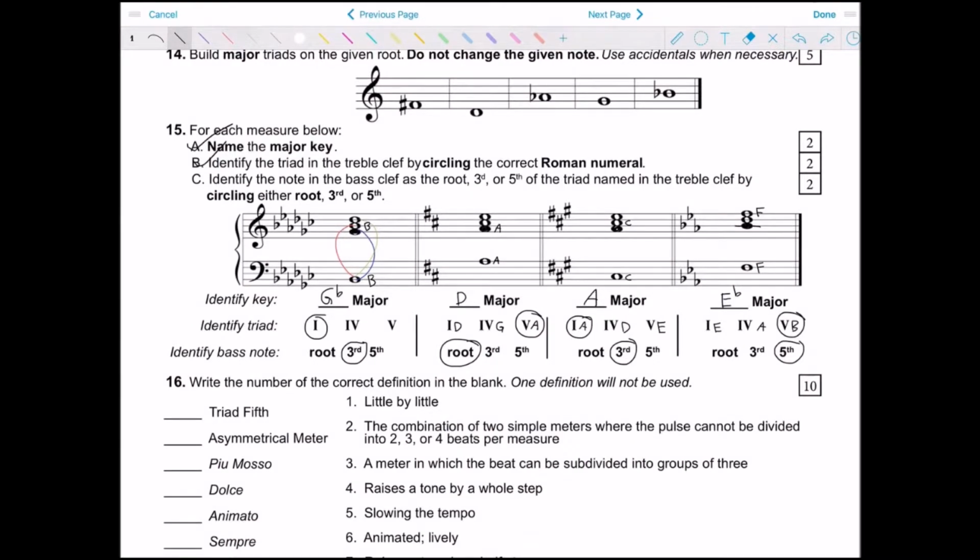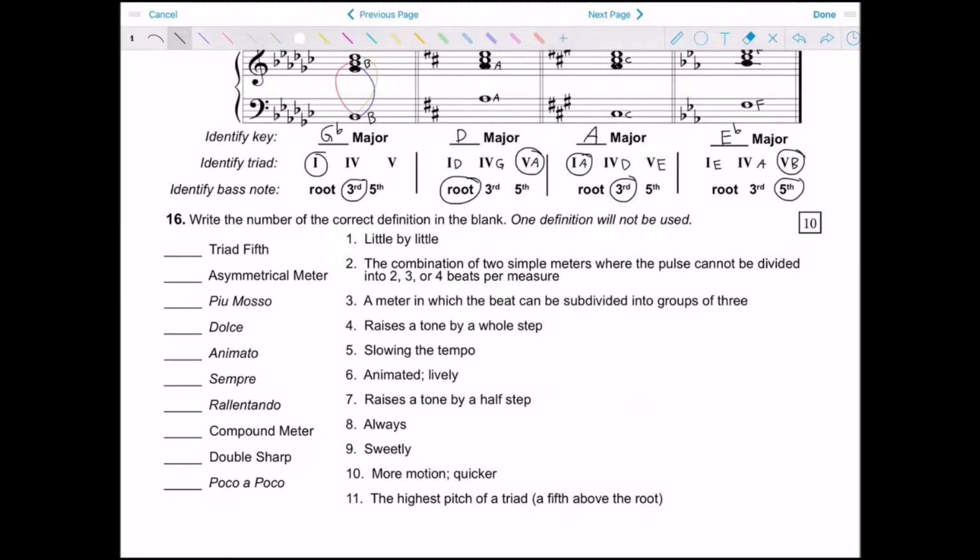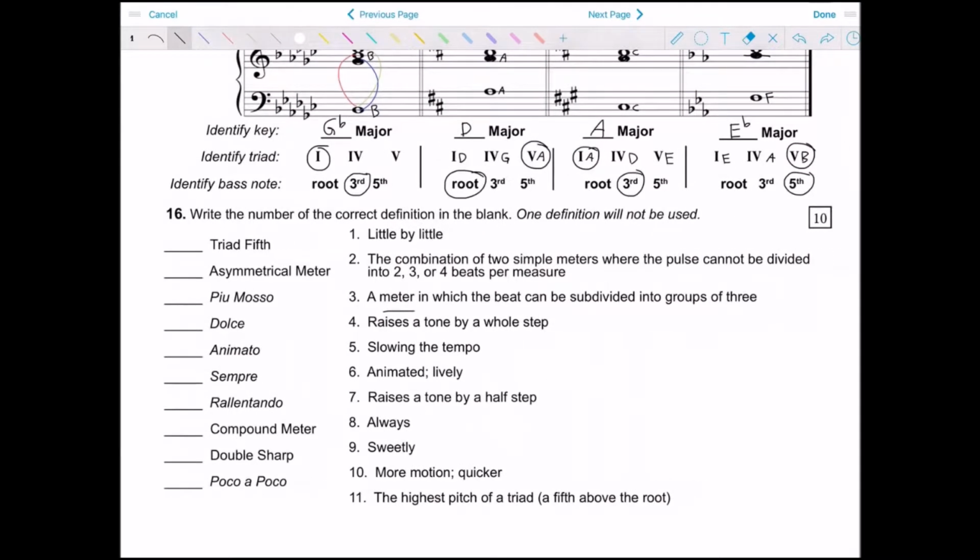Let's move on to question number 16. Question 16 says, write the number of the correct definition in the blank. One definition will not be used. You should have done this in the 6th grade theory test and the 5th grade theory test, and I believe the 4th grade theory test if memory serves correctly. So I'm just going to go through all these with you and make sure you study your vocabulary.